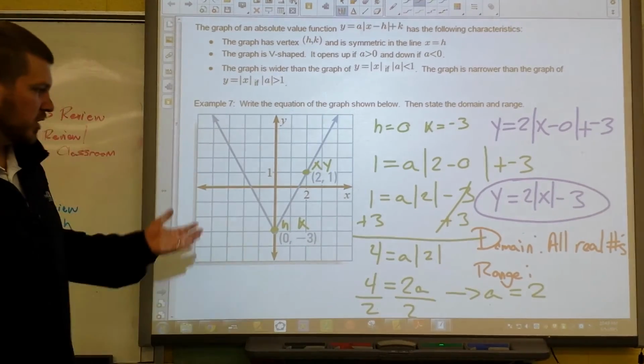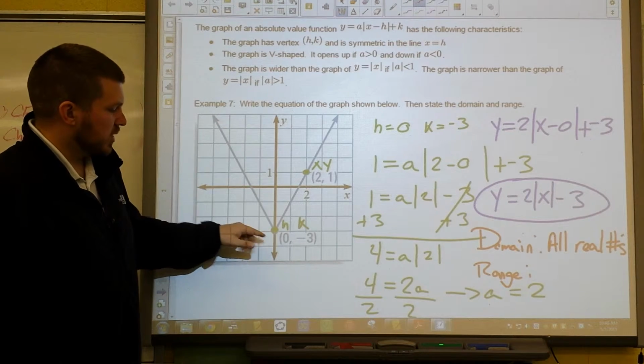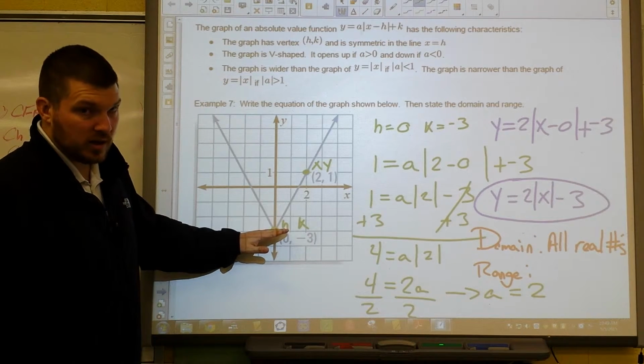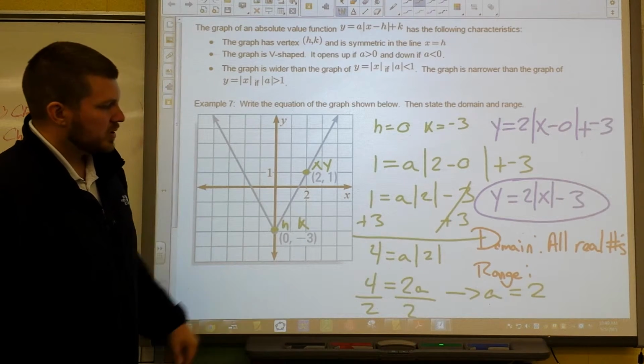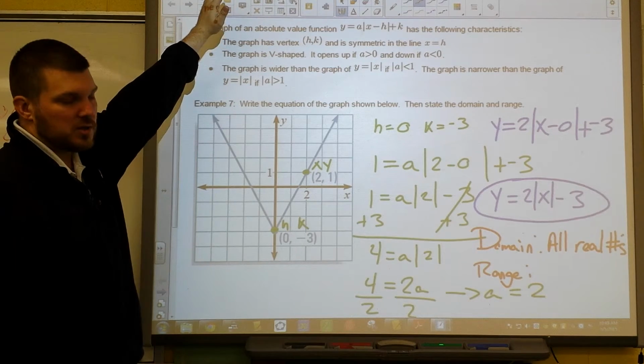Now my range, I'm looking at the y values of the graph, and just the y values, because we're looking at the outputs. So notice that my y values are restricted. No matter what I do, I cannot go below -3. No matter what I do with this graph, I cannot go below -3. -3 is the lowest point. But I can go up as high as I want to.